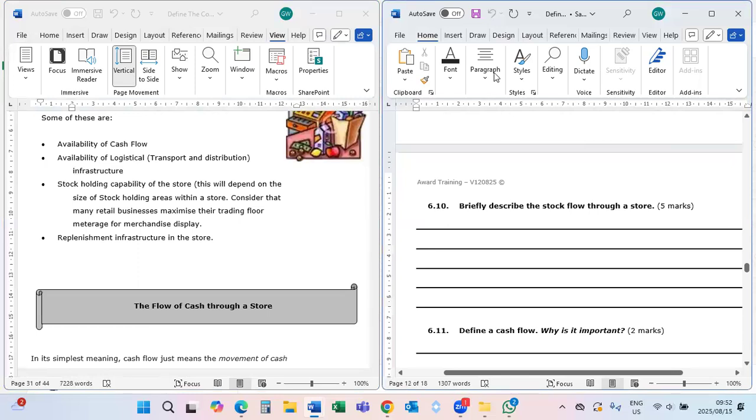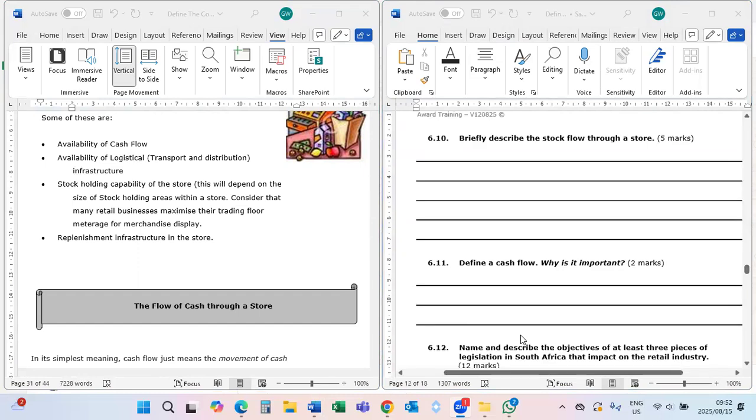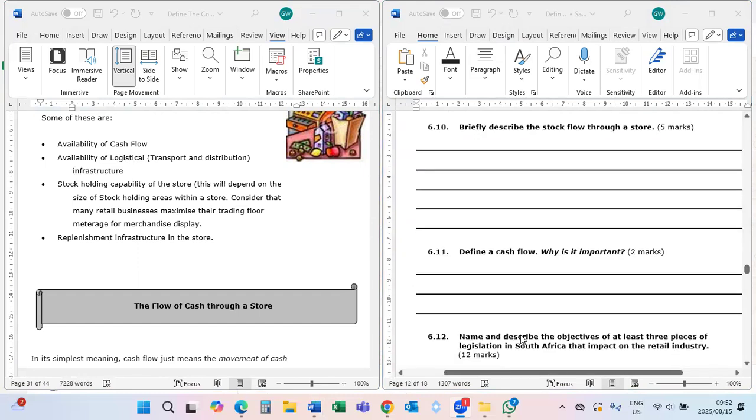So cash flow also is, okay. Define cash flow. So cash flow is the in and out of money into the business. Money comes into the business by means of sales, and it goes out of the business by means of paying employees, buying new stock, etc.